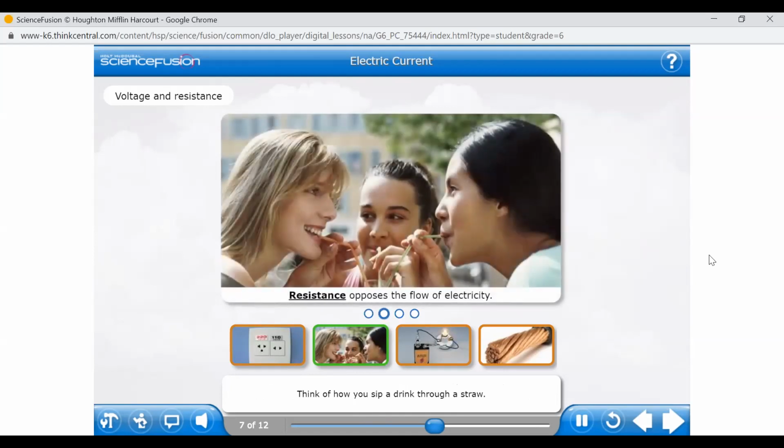Think of how you sip a drink through a straw. It takes less work to draw a given amount of liquid through a short, thick straw than through a long, narrow straw. You might say that the long, narrow straw resists the flow of liquid. In the same way, some materials resist or oppose the flow of electric charge. This opposition is called resistance.